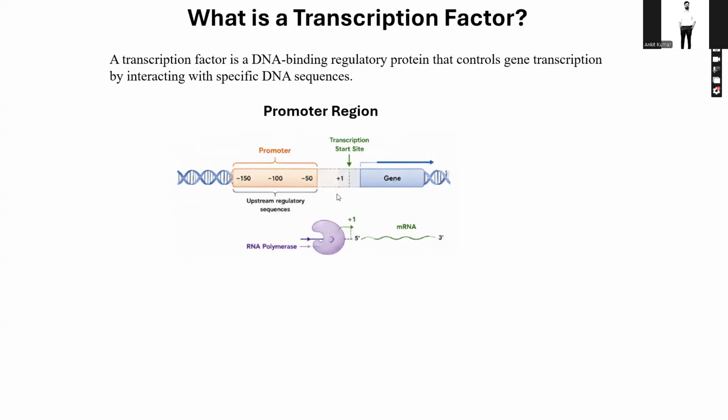Now RNA polymerase will start the transcription from the +1 site, and then the expressed gene which is there in the DNA will get transcribed into the messenger RNA. So the promoter is the DNA region where RNA polymerase binds and the transcription begins at the +1 site.